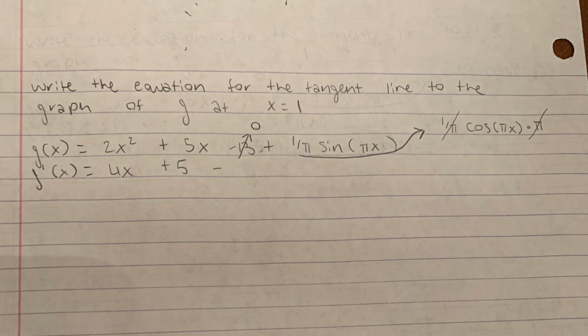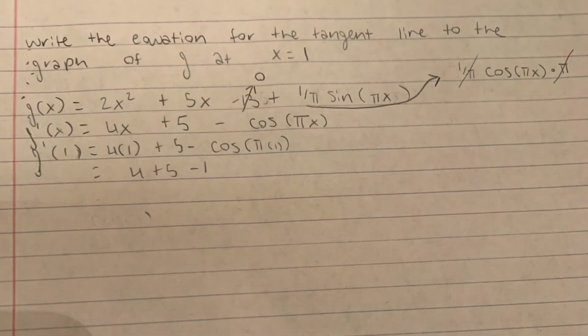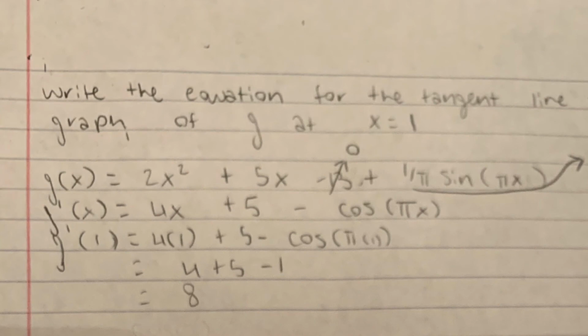That, we'll just have to plug in our x value 1 into our derivatized equation function, giving us an easy 4 plus 5 minus 1, since cosine of pi is negative 1. It works out pretty nicely. That gives us 8.